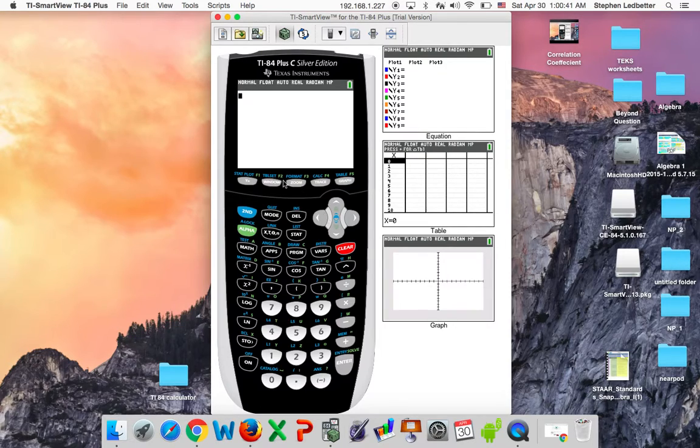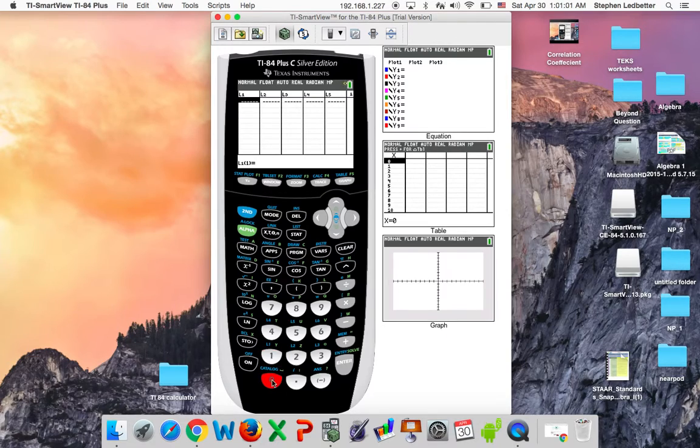So the first thing we want to do is put data from a table into our calculator. And the way we do that is we hit Stat. We're going to hit 1 for Edit. And L1 is our X values. L2 will be our Y values. So I'm going to go ahead and put in our X values.